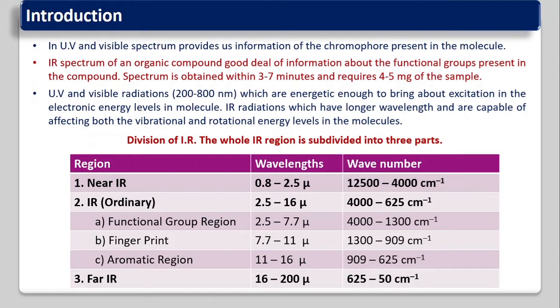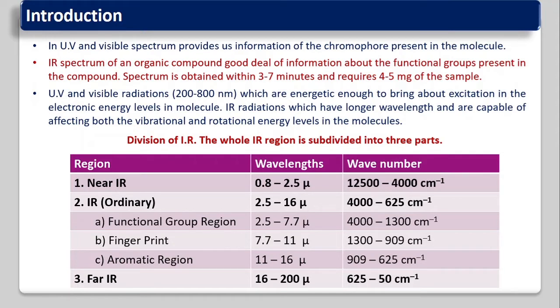This is again classified into 3 parts according to which type of information we are getting from that spectrum. The first one is the functional group region, 2.5 to 7.7 micrometer, that is 4,000 to 1,300 centimeter inverse. In this area, almost all the functional groups of the molecules absorb the radiations.